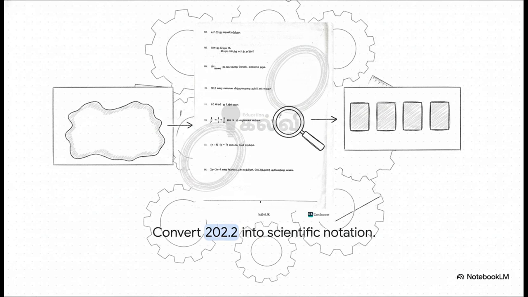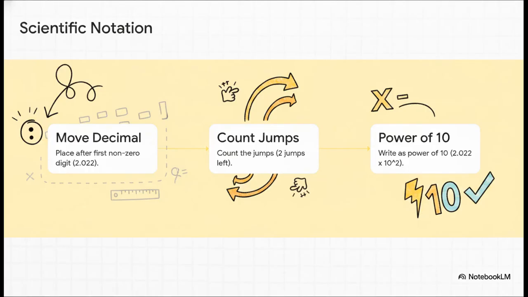And this brings us to a super important formatting tool in math, scientific notation. Basically, the exam wants to see if you can take a clunky, awkward number and package it into that neat, standardized format used by scientists and engineers all over the world. But here's the thing, scientific notation is really just a simple 3-step dance.